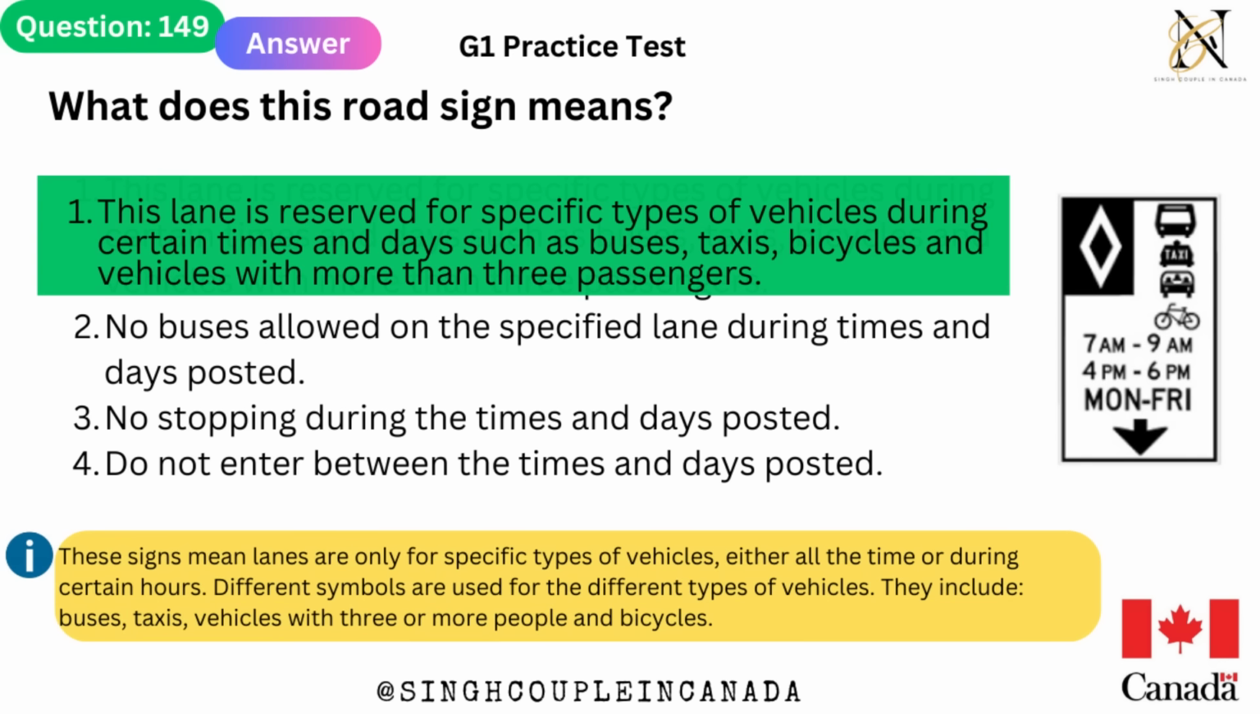The answer is 1. This lane is reserved for specific types of vehicles during certain times and days, such as buses, taxis, bicycles and vehicles with more than 3 passengers. These signs mean lanes are only for specific types of vehicles, either all the time or during certain hours. Different symbols are used for the different types of vehicles. They include buses, taxis, vehicles with 3 or more people and bicycles.